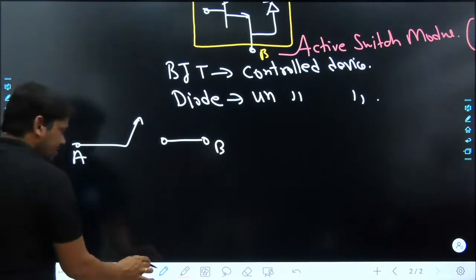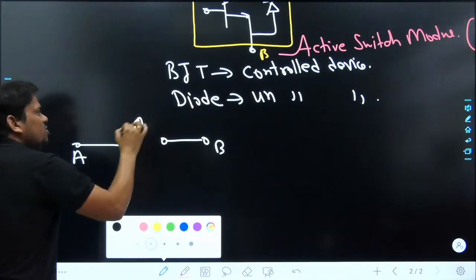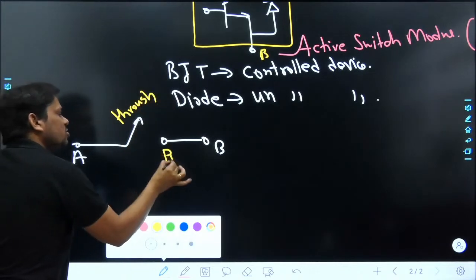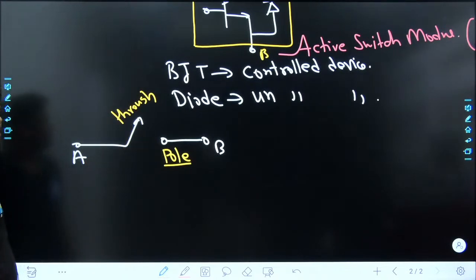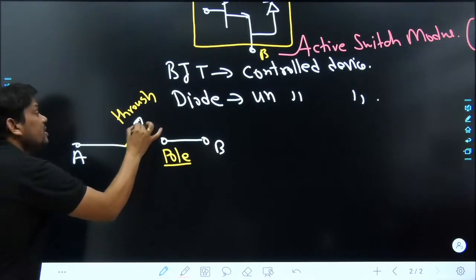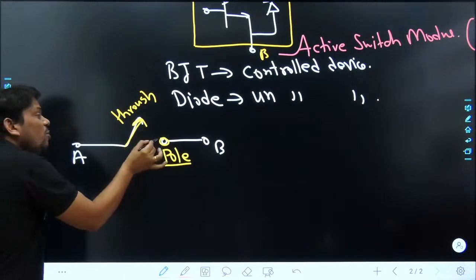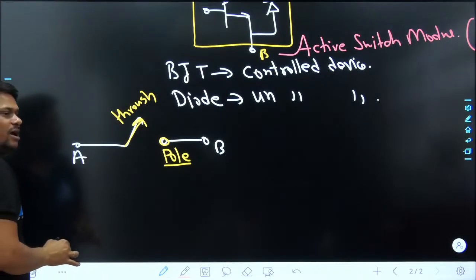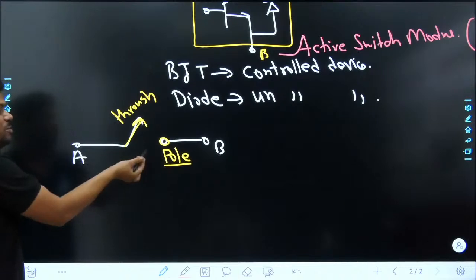And my dear friend, please be serious. Here, this is the throw. This is called the throw, and it is called the pole in electrical terms. This is some mechanical switch. So here we have a single throw and a single pole. Whenever this throw connects at this pole, our switch will conduct. And when this throw is not connected with the pole, our switch will be off.